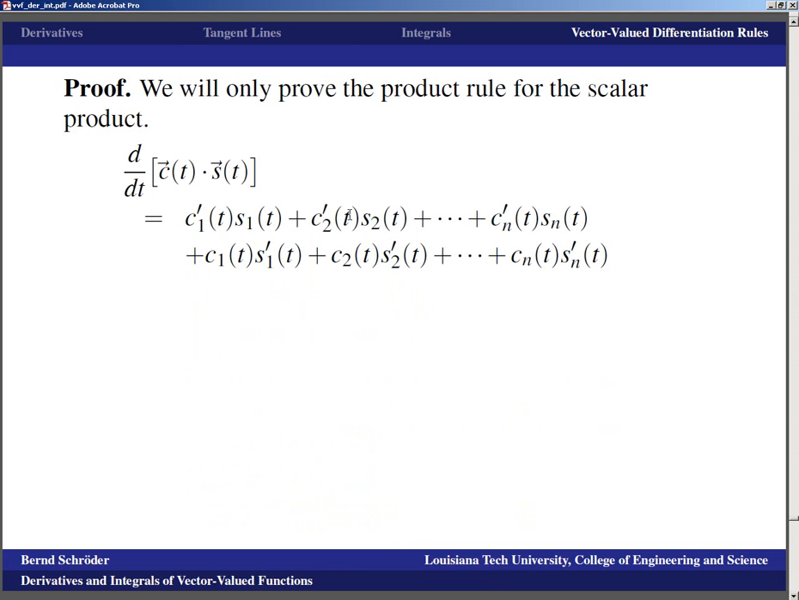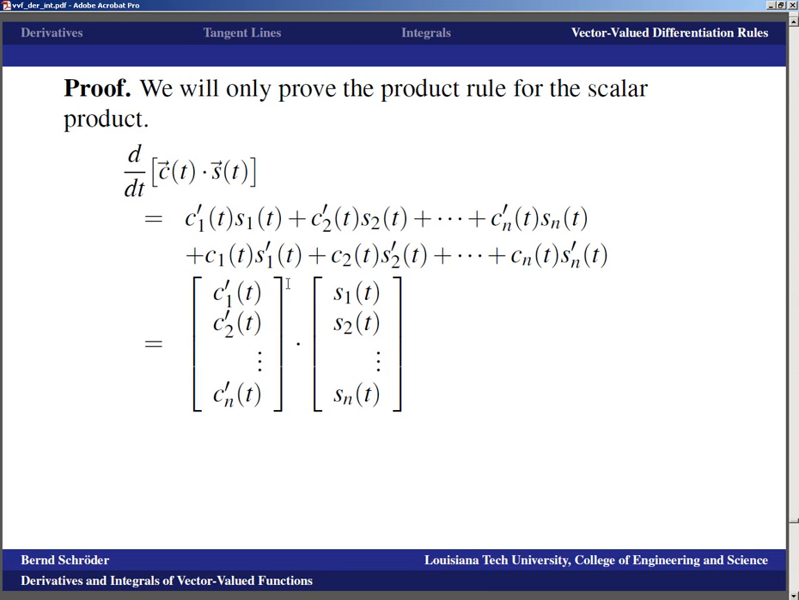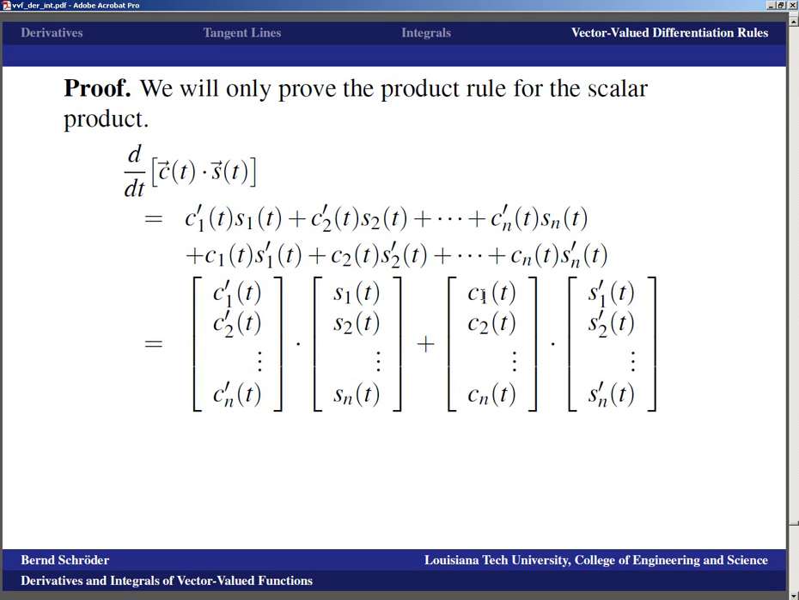So we know this from the previous panel, and we realize that the first is the dot product of (c1' through cn') dot (s1 through sn). And the second one is the dot product of (c1 through cn) dot (s1' through sn'), and that's just c' dot s plus c dot s'. And that's the whole proof.